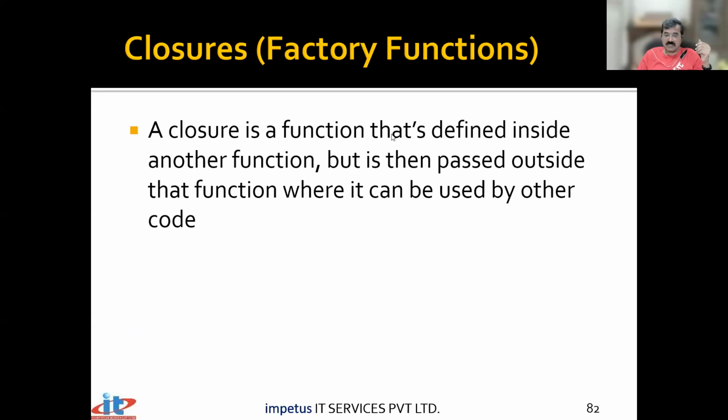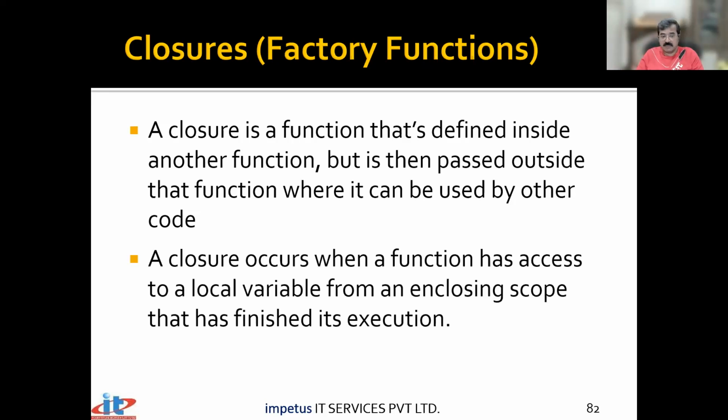A closure is a function that's defined inside another function, so it's a nested function, but it is then passed outside that function where it can be used by other code. That means inside function A, I have defined function B, but this B which is defined inside function A is passed outside the function A. A closure occurs when a function has access to the local variables from the enclosing scope that has finished its execution. That means the outer function A is completed and the inner function B remembers the state of the outer function A when it was called.